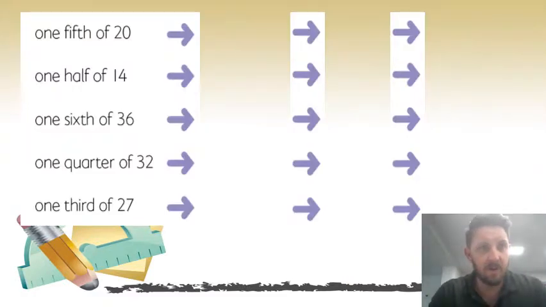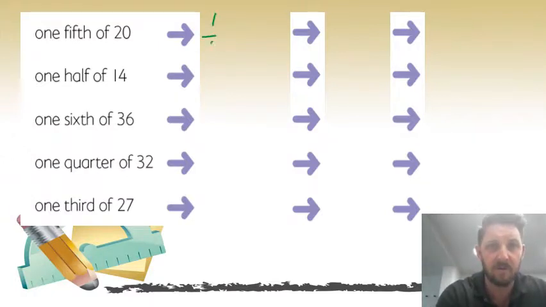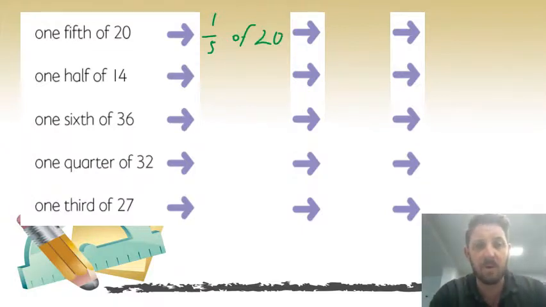Okay guys, we're going to look at this problem which says 1/5 of 20. So what we're going to do is write it out how it would actually look if I was going to write it with a fraction. Now 1/5 of 20 means that I want to divide 20 into 5 equal parts, and then I want to find out what one part of that is. So if I do that, then as a fraction, I know I want to find 20 over 5.